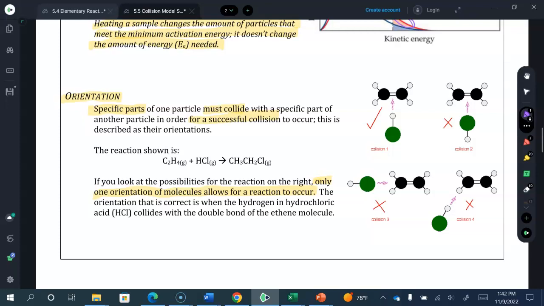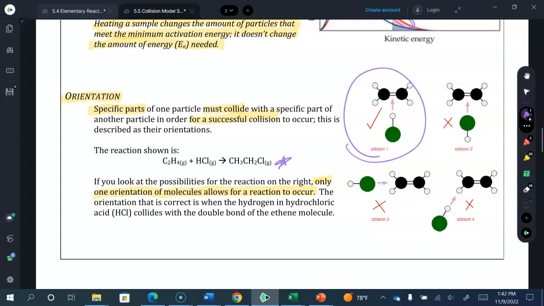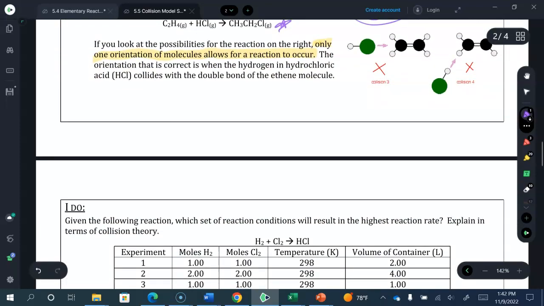The reaction shown to the right is given in this equation. If you look at the possibilities for the reaction on the right, only one orientation, not that one, that's not right. This one is the only one where we have it oriented correctly, right? So because of the orientation, that is the only one that'll actually work. The others are not pointing in the right way, and so they are not going to be able to break the specific bond that needs to be broken and then make bonds, because in this case it's multiple, and then make the bonds that result because of that.